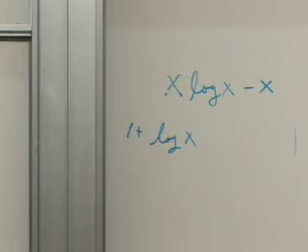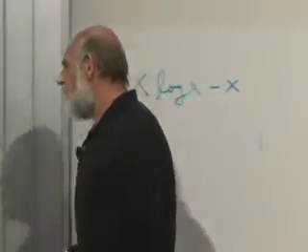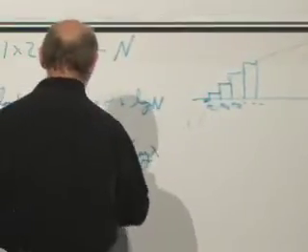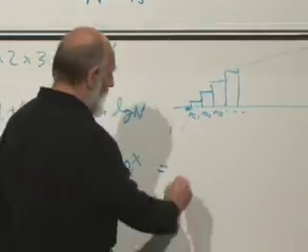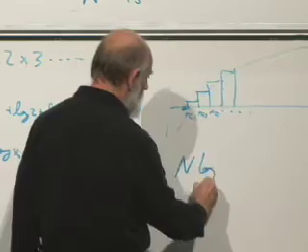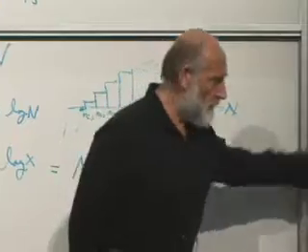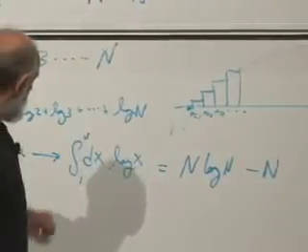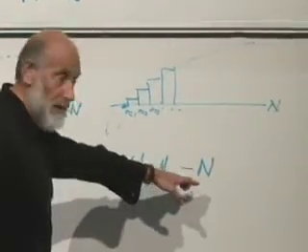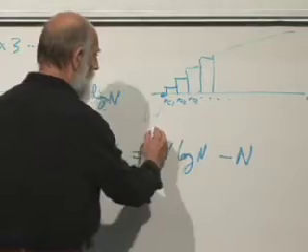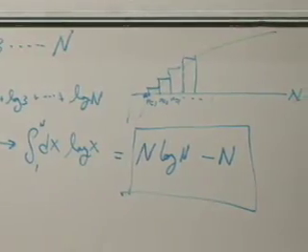X log x minus x. Differentiate it, you'll get log x. So we now know that this integral from 1 to n gives n log n minus n. I've just substituted for x. One endpoint just gives 0. The other endpoint gives n log n minus n. This is Stirling's approximation for the logarithm of n factorial.